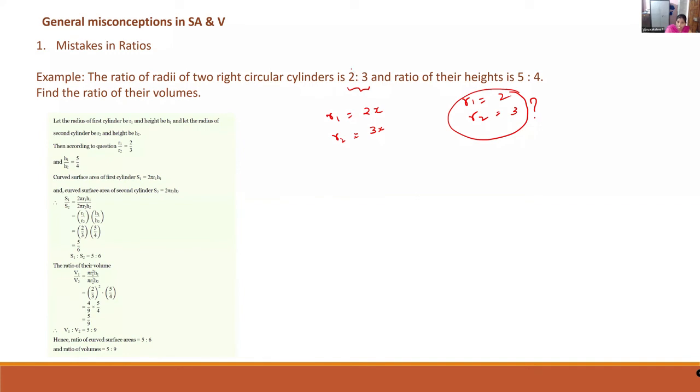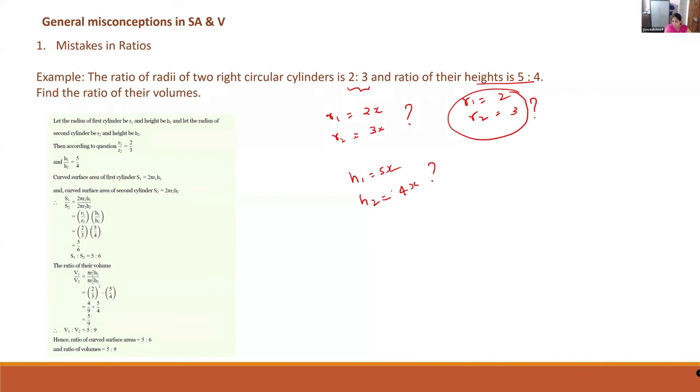Another thing here: the ratio of the radii is in terms of 2:3, and the height is also given in terms of a ratio. For both, they will take the same variable: R1 = 2x, R2 = 3x, H1 = 5x, H2 = 4x. Is it right to take it like this? No, ma'am. We have to take another variable, 5y and 4y, because they won't have the same common multiplier. They may have different common multipliers. They would get the correct answer, but please don't award the mark.